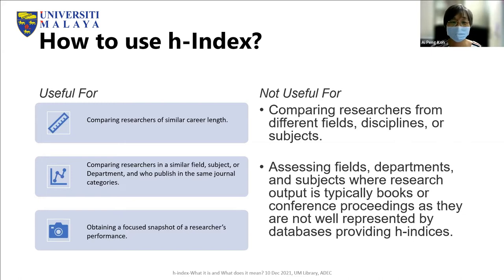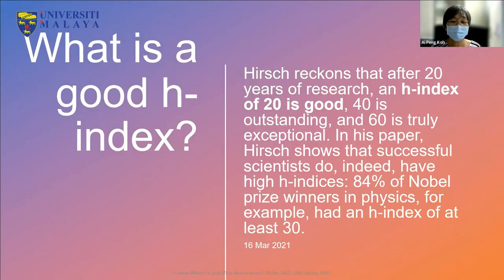Okay. So what is a good H index? Professor Hirsch, on 16 March 2021, said he reckons that after 20 years of research, an H index of 20 is good, 40 is outstanding, and 60 is truly exceptional. Of course, this only refers to the STEM disciplines. It's not referring to the social sciences, okay?